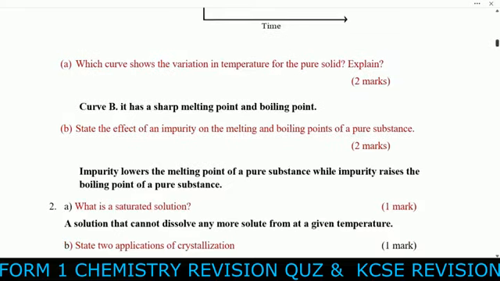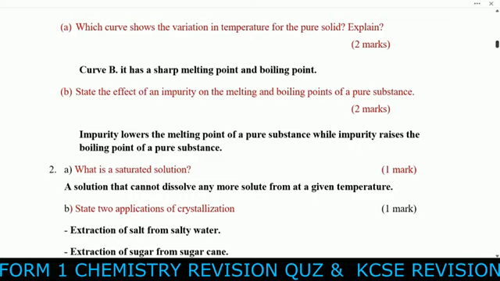Question number 2, state the effect of an impurity on the melting and boiling point of a pure substance. Impurities lower the melting point of a pure substance, while impurities raise the boiling point of a pure substance.